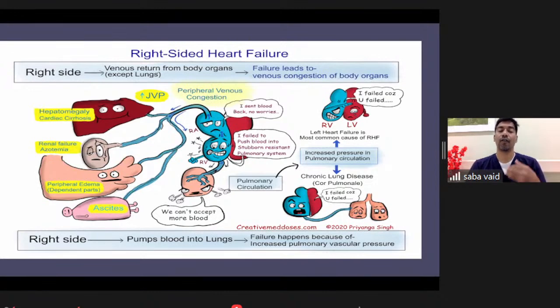Whereas the forward failure of the right heart, the right heart pumps blood into the lung and from there into the left ventricle. So technically, the left ventricle does not get enough blood. So technically, this represents the forward failure of the LV as well. So inadequate stroke volume, and you have signs of poor perfusion of all the vital organs. So this is exactly the same as the LV forward failure.